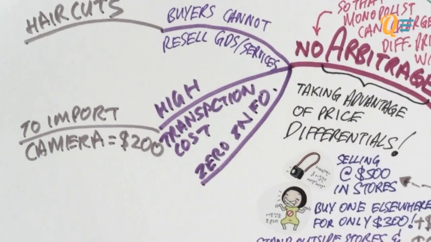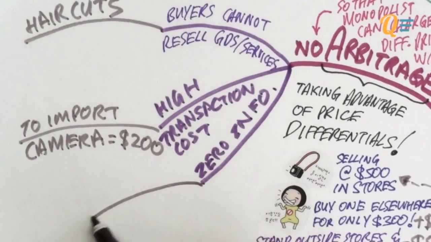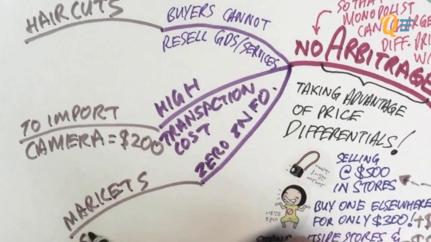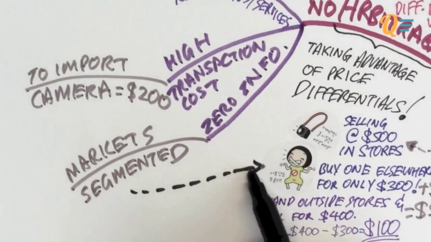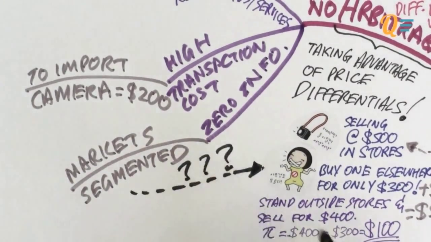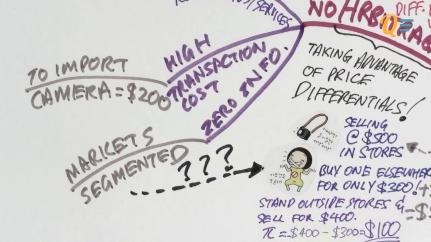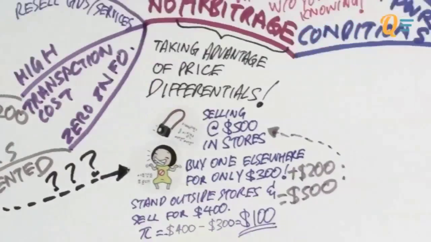The next condition is that there must be zero information. And there will be zero information when the markets are properly segmented because the agents within those markets can't talk to each other. If you didn't know where to get that $300 camera from, do you think you would even think of having these arbitrage profits? You wouldn't even know where to get a camera that's $300.